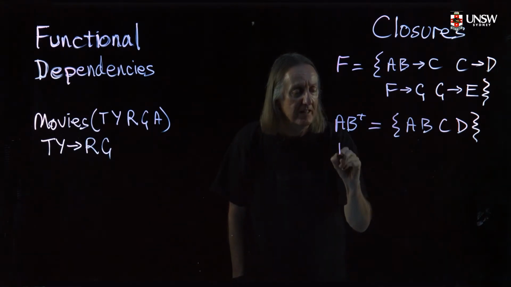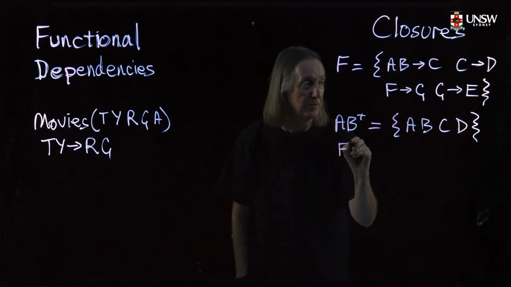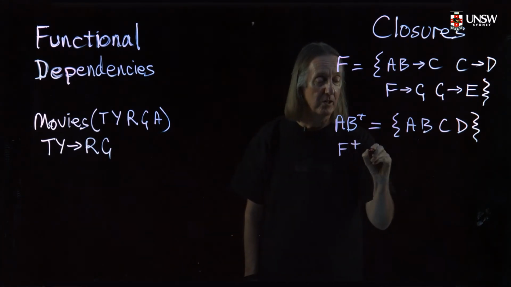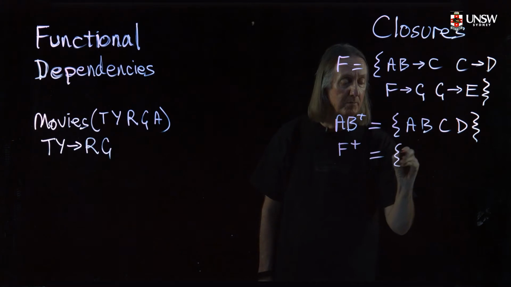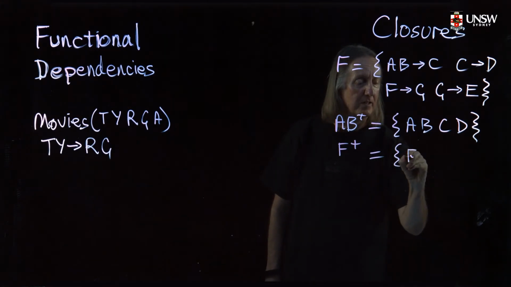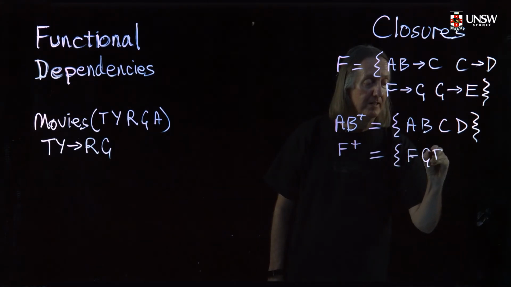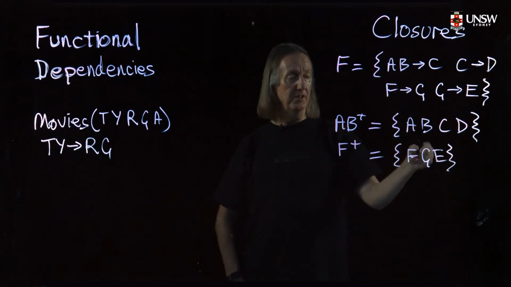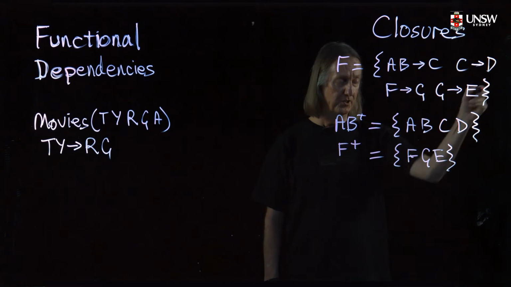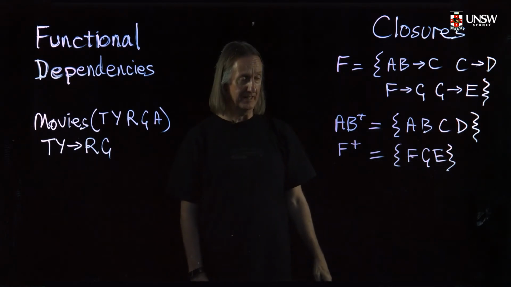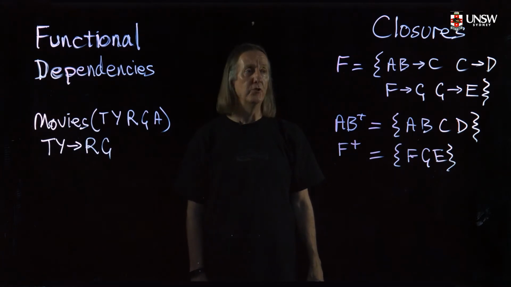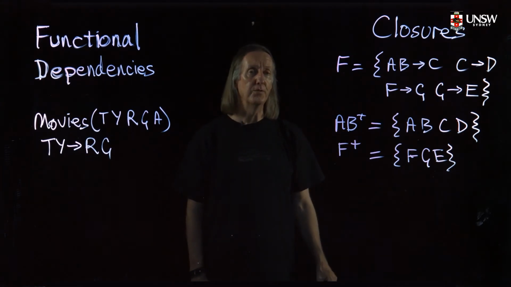Also, we could take the functional dependency F, and the closure based on that would be F, G, and E. Okay, so F determines G, so we increase the set to that size, and G determines E, so we make the set that large. Now, one thing that we can use these kind of closures for is for determining keys.